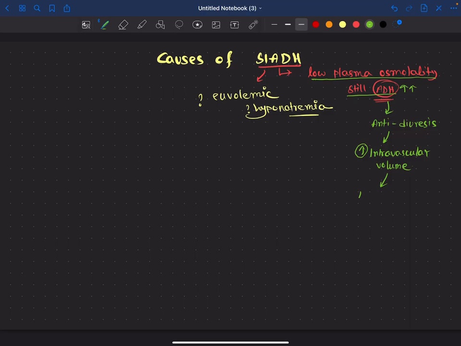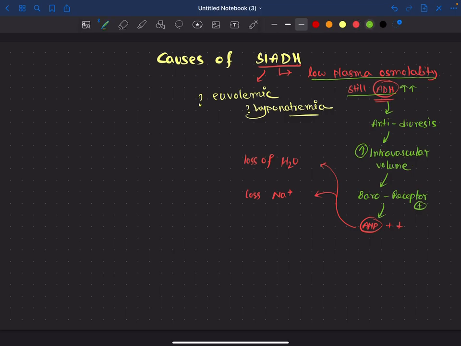Now because of the increase in the intravascular volume, what will happen? There will be baroreceptor stimulation. As your baroreceptor is stimulated, atrial natriuretic peptide will be liberated, and because of this atrial natriuretic polypeptide, there will be loss of water, that is H2O, and there will be loss of sodium through the urine.